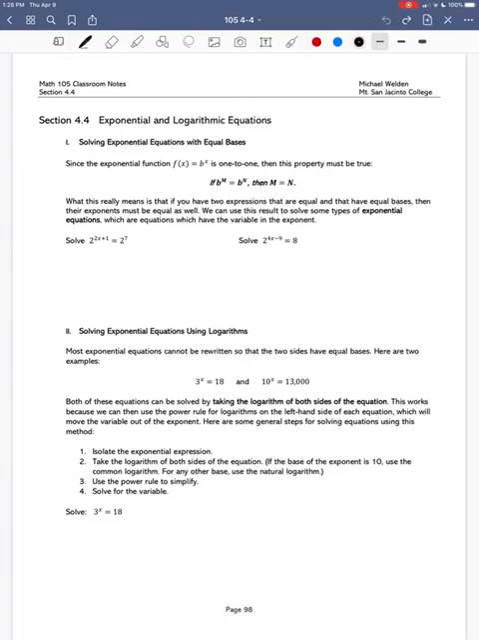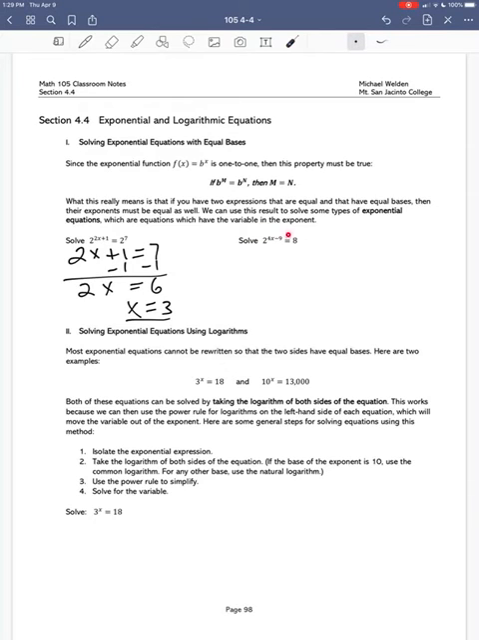So I can do that on these two examples here. This first one, I have equal bases of 2, right? 2 to a power and 2 to a power. So I can just set the exponents equal to each other. So 2x plus 1 equals 7. I'll subtract 1 from both sides. That'll give me 2x equals 6. And when I divide by 2, I get a solution of x equals 3.